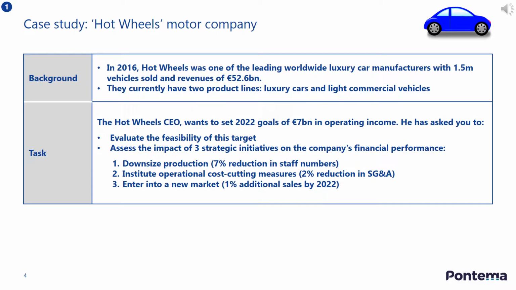As you have progressed through this course, you have built cost and revenue forecasts for the Hot Wheels Motor Company, primarily to determine if the 2022 goal of €7 billion in operating income is feasible or not. Now, as you begin to wrap up the business case and look at the impact of the CEO's strategic initiatives, please take time to reread the case study background.